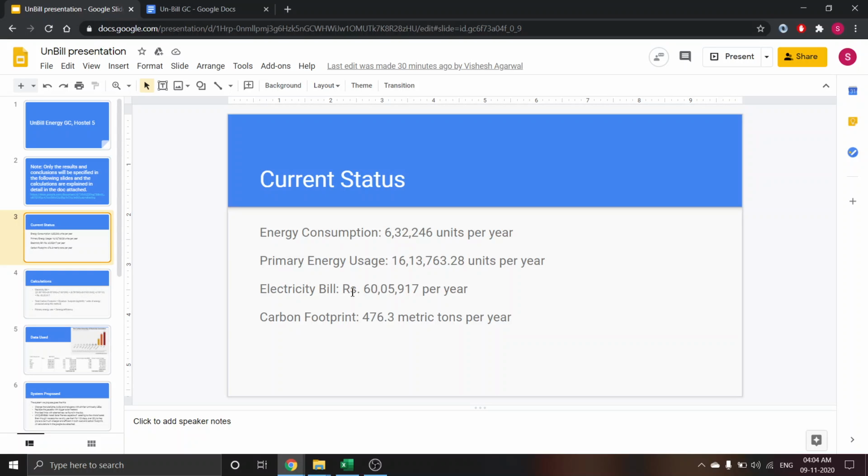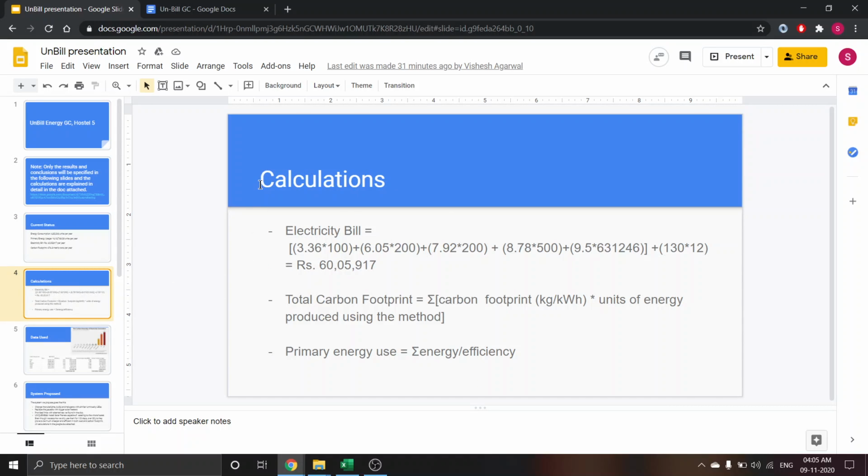Later, we use the tariff plans given by the government to calculate the electricity bill. The calculation for this is given in the doc and also in a later slide, which I'll cover. And in the end, the carbon footprint is 476.3 metric tons of CO2 per year. I've just briefly given the electricity consumption and the electricity bill calculation. As IIT is an educational institution, the tariff plans for us are the same as for a residential complex or a house in general. So we have 3.36 for the first 100 units, then 6.05 for the next 200, and so on. And then we have the compulsory money which we have to pay, and in total it comes to 60 lakhs per year.